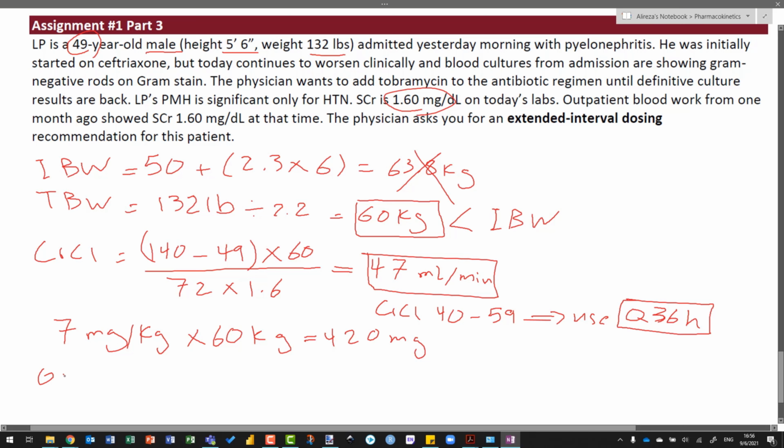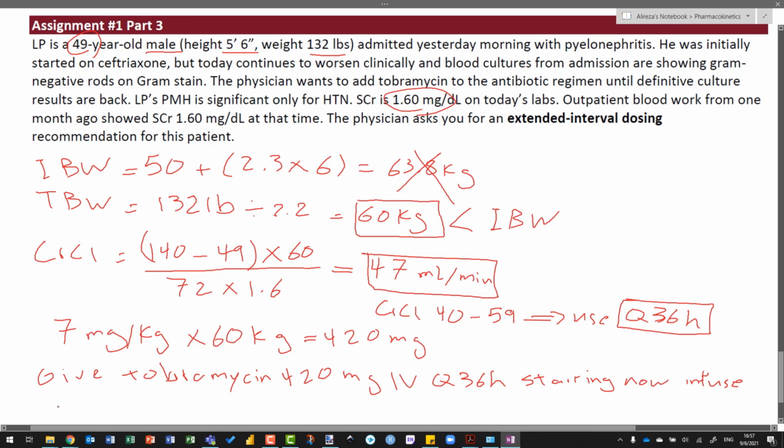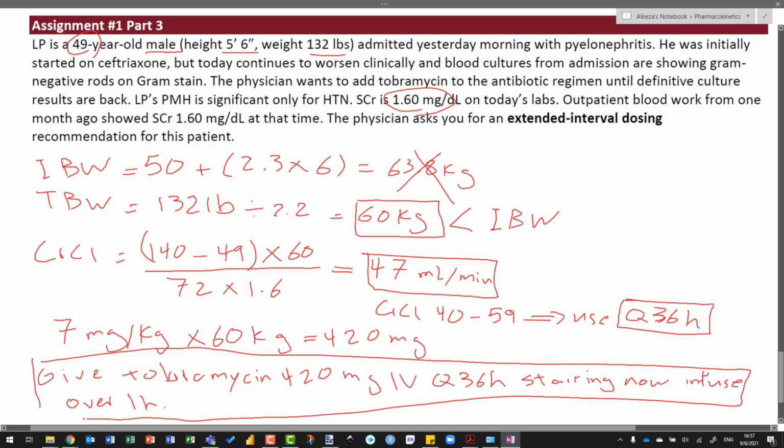So for this part, we recommend giving the patient tobramycin 420 milligram IV every 36 hours starting now, and make sure you give the infusion time. Infuse over 1 hour, and this is the recommendation for this part.